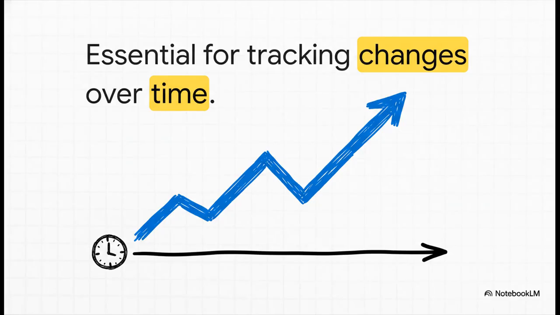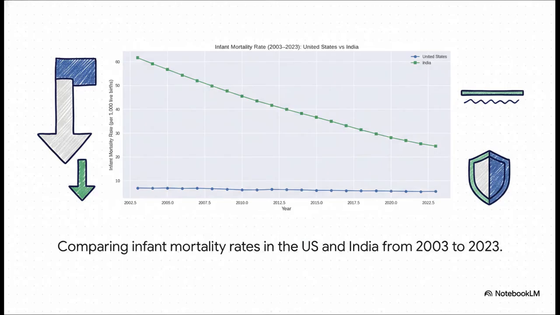Okay, so let's build on that. What if we tweak the idea a little bit? What if one of your numbers is actually time? Well, in that specific case, the line plot becomes your absolute best friend. And wow, this chart is just a brilliant example of why line plots are so powerful. You're not just looking at a bunch of points here, you're watching a story unfold over 2 whole decades. You can immediately see that dramatic drop in one country versus the much more stable trend in the other.